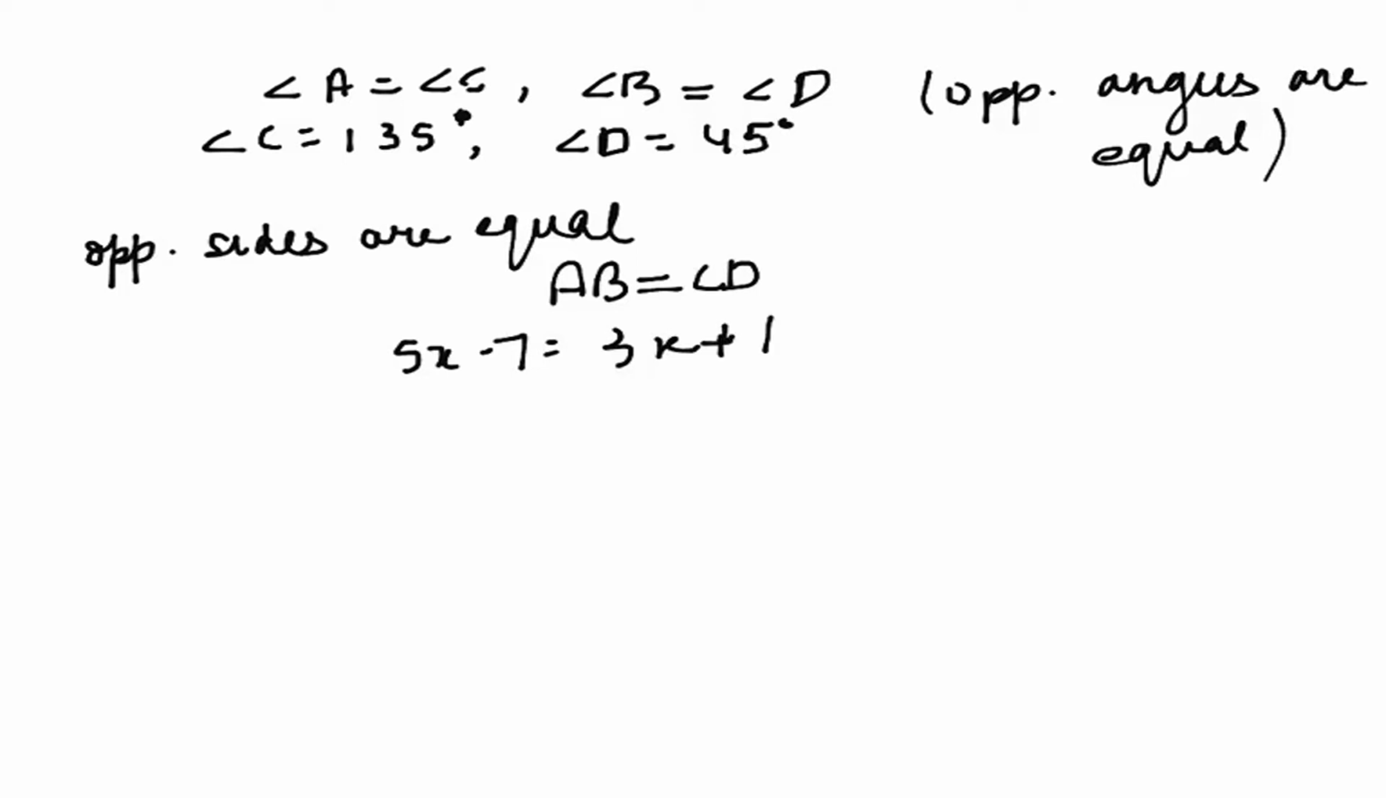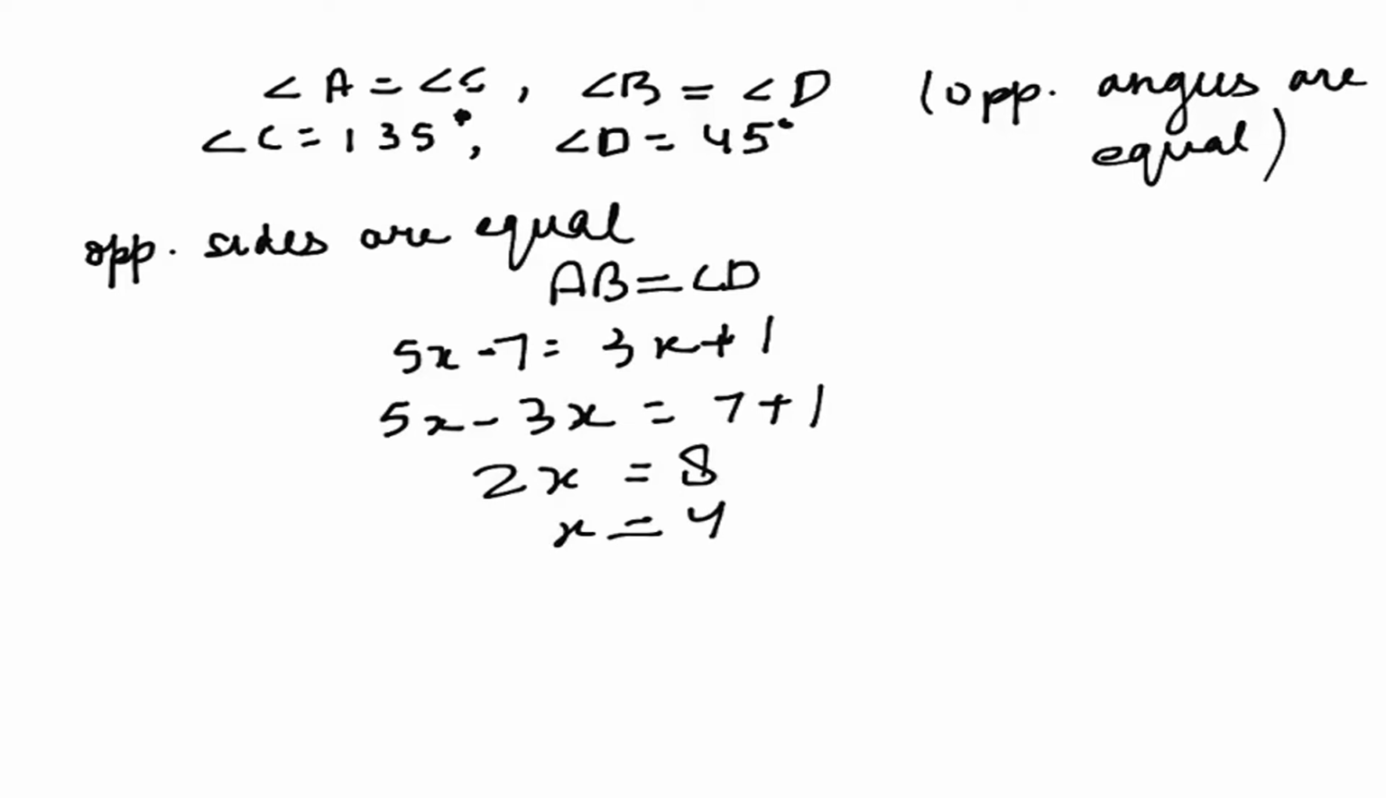So we can transpose the like terms to one side. We can transpose 3x to the left hand side and 7 to the right hand side. It will come as minus 3x and it will go as positive 7. So 5 minus 3 will give us 2x equals 8 and x is equal to 4.